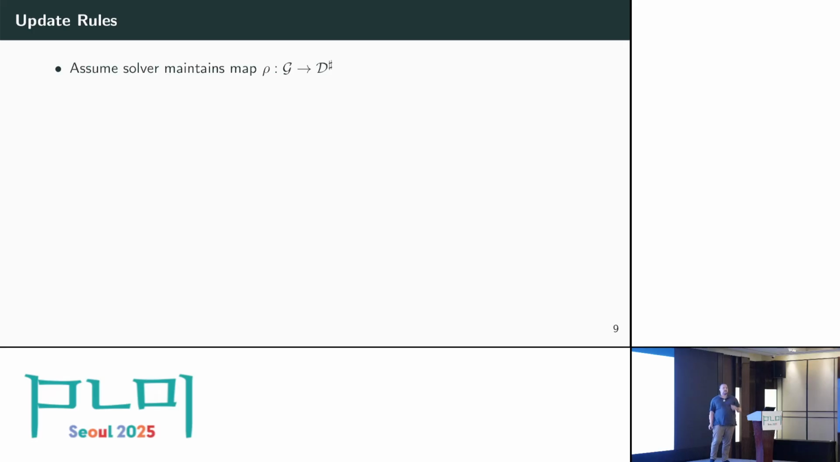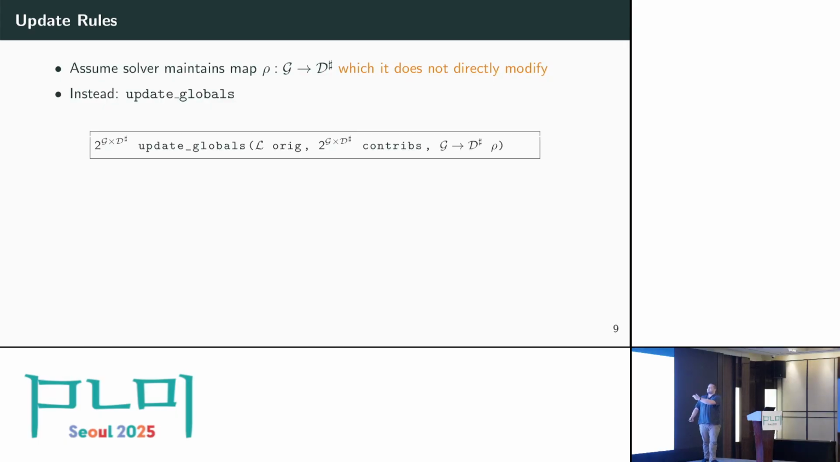Now we need to make some mild assumptions about what the solver does. Our assumption here is that the solver internally has some map rho that maps the globals to the abstract values that you have for them. And the crucial thing is, we say that the solver itself can read this map, but it cannot modify it. The modification of this map, it delegates to something which is this update rule. And this is the signature of such an update rule.